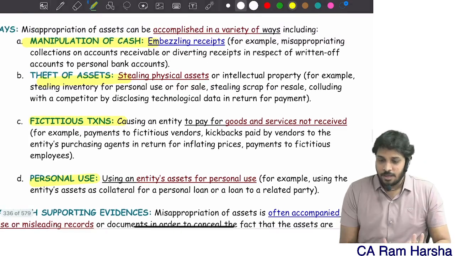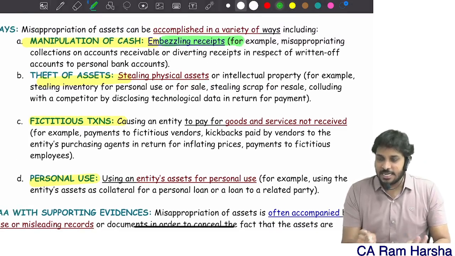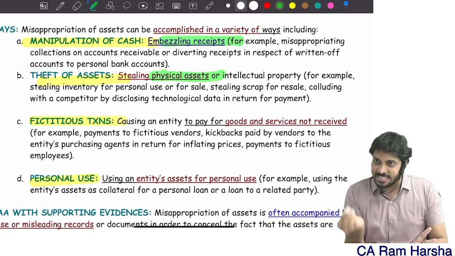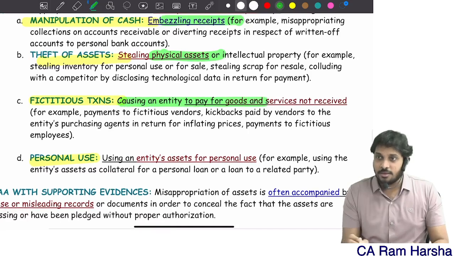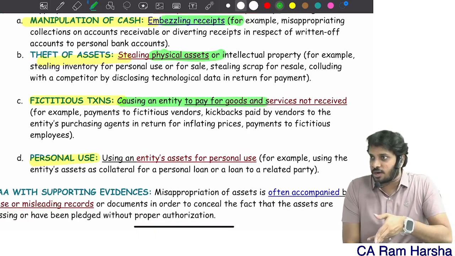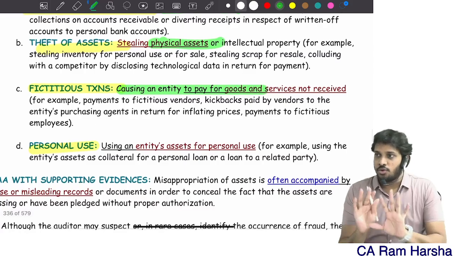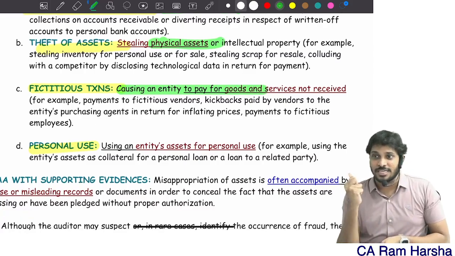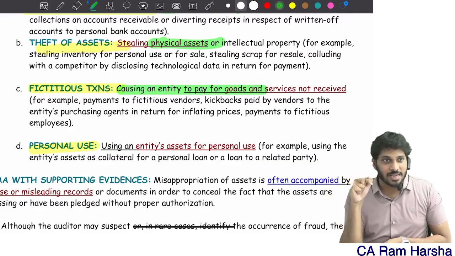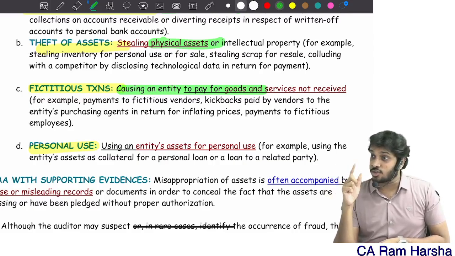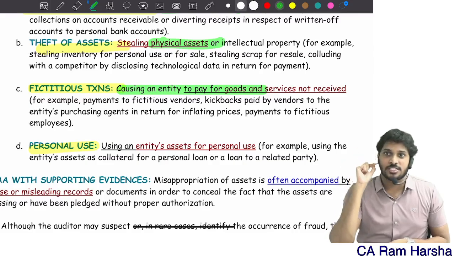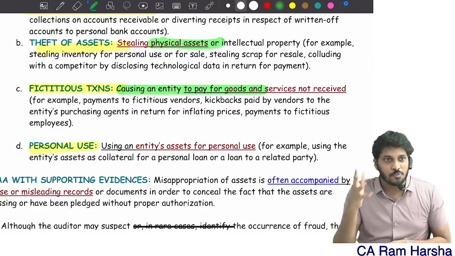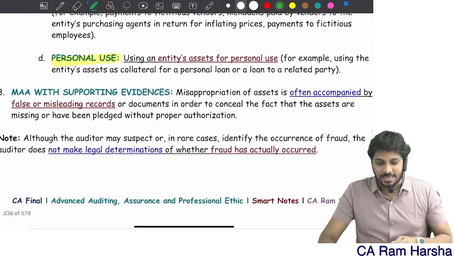Correct? One is receipts-related fraud. Another is direct asset fraud. Another is where a third party is involved in the fraud. Another is where I'm not misappropriating anything, but I'm using the company property for my personal use. Which personal use? Authorized or unauthorized? Unauthorized personal use. These are the ways in which misappropriation of assets will be conducted.